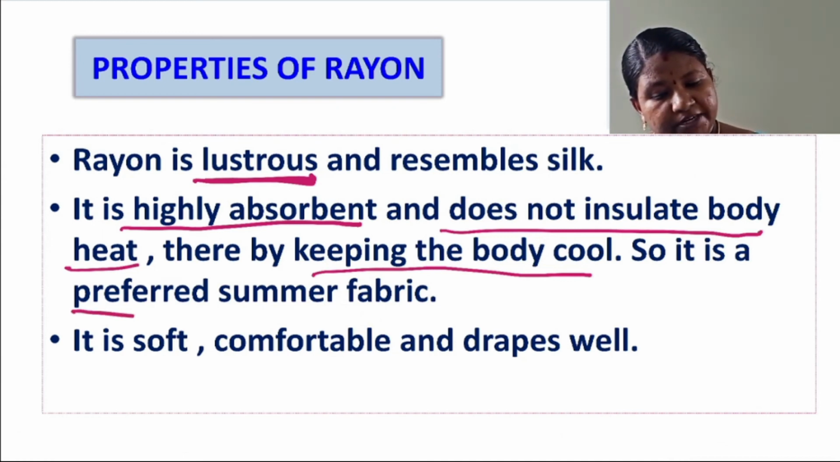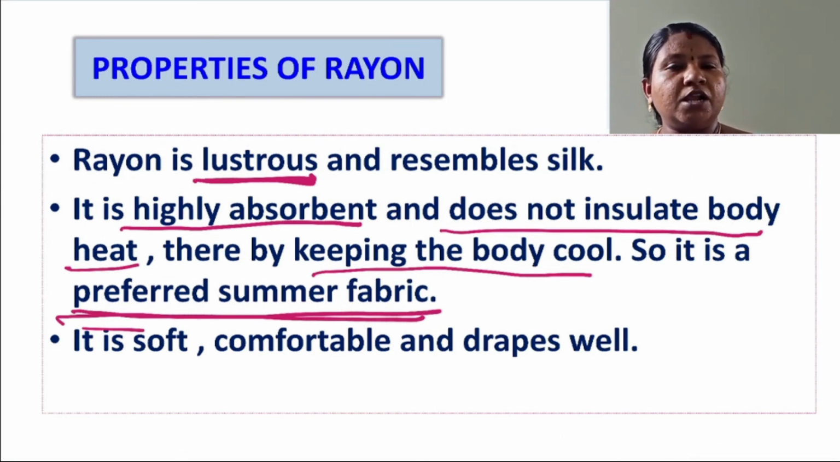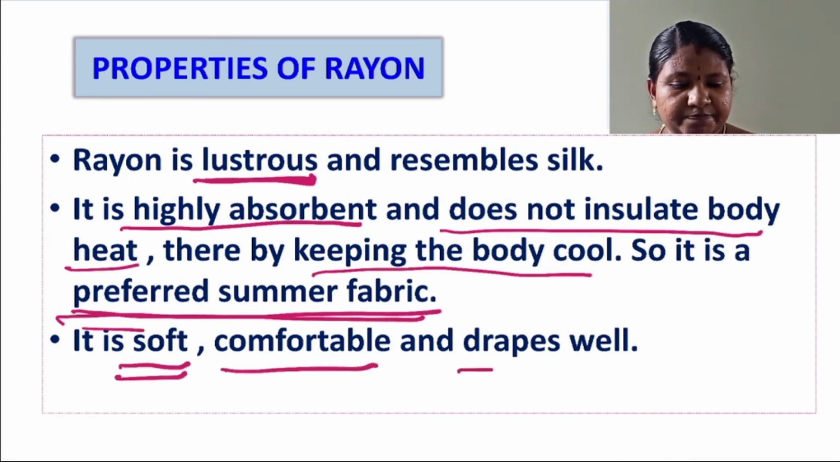That is why it is a preferred summer fabric. So in summer we can use it. We can say rayon is a preferred summer fabric like natural cotton material. In summer we use cotton, isn't it? Cotton is a natural fiber, but rayon also we can prefer for summer. So it's a preferred summer fabric but a synthetic fiber. And it is soft, comfortable and drapes well. When you wear it, you feel very comfortable, you feel fit.